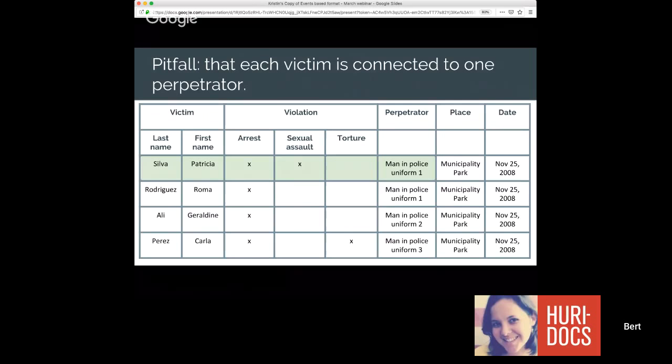And this solution addresses the connection between the violation and the perpetrator. But it is sloppy to repeat the names of victims who suffered abuses by more than one perpetrator. You see, you've got a line for Patricia Silva, who was arrested by one person, and then she was also assaulted by somebody else. But then we have got two Patricia Silvas in the database, which is already a problem if you only have her name. But if you also start adding other characteristics of that person, like her occupation, then if you start doing counts, we would not get the correct information.